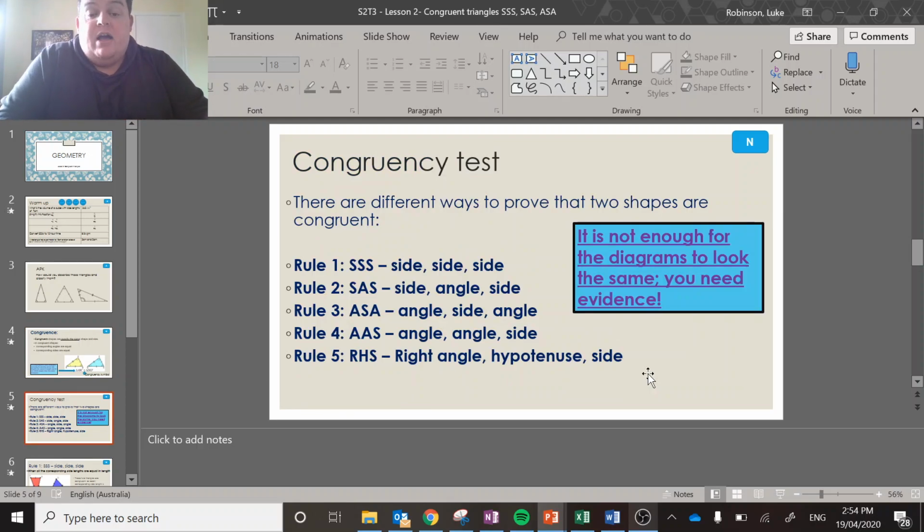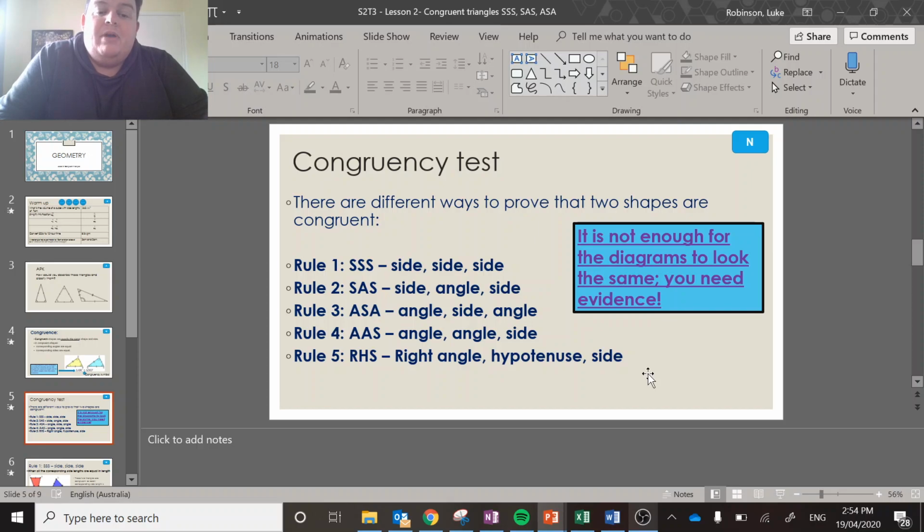Okay, here are the 5 rules. You can prove that two triangles are the same if, rule 1, all three sides are the same length. Rule 2, two sides with an angle in between them are the same in both triangles. Rule 3, two angles with a side in between them are the same in both triangles.